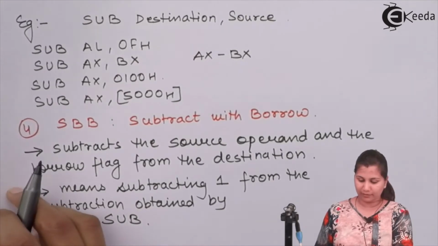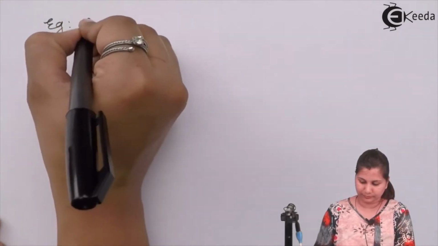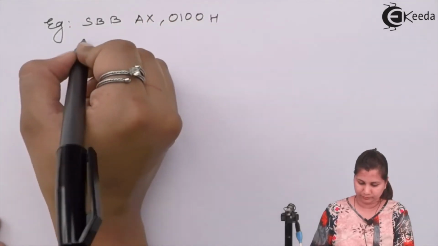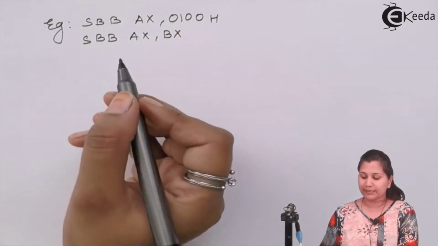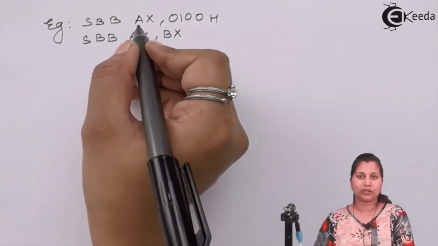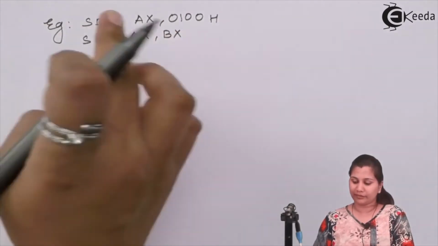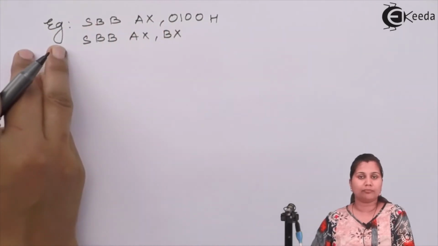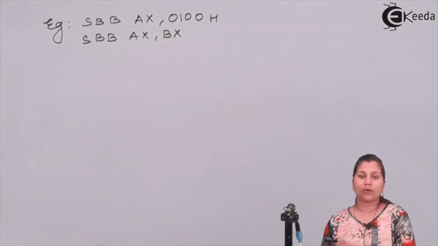Examples of this instruction are like the same. We are writing here the SBB instead of SUB, and we are subtracting this content plus the borrow flag from this accumulator register. Also here the BX register and borrow flag from the AX register. Okay. Here also all the flags will be modified and the result of this operation will be stored in the destination.